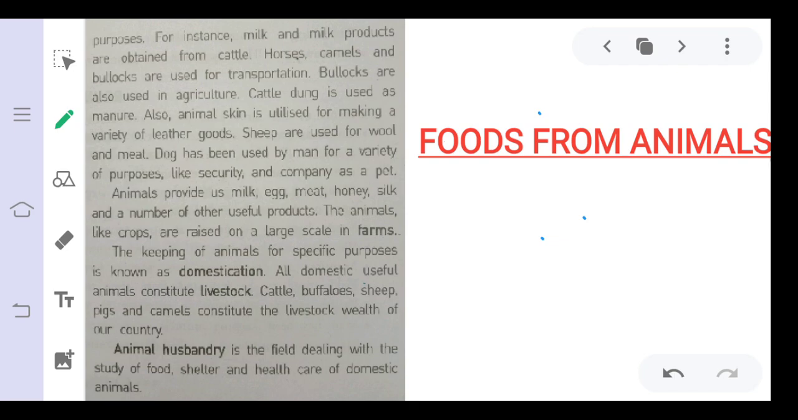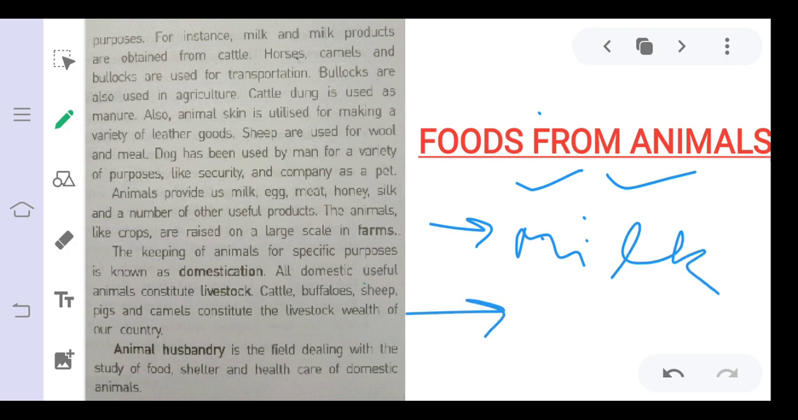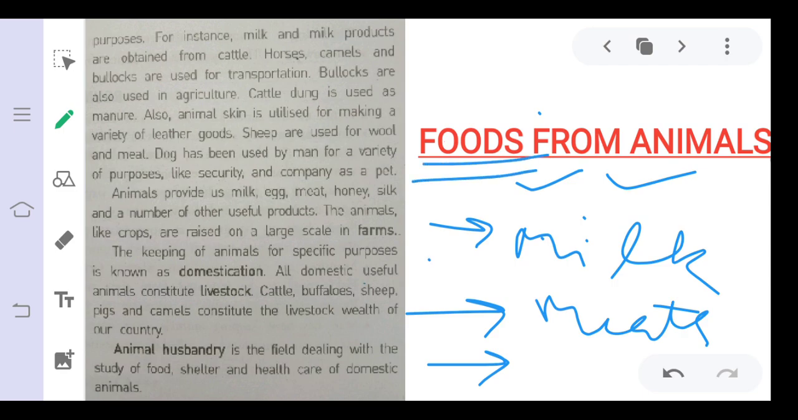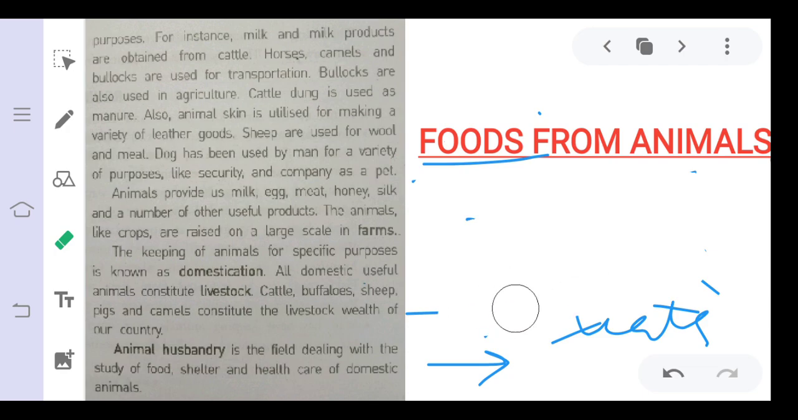Then next is foods from animals. It is also a very common thing in our daily life. We get different milk products, different meats, and different other things like household things from the animals. But the main things here are the food products, milk and meat. The animals that provide us these things are known as livestock.